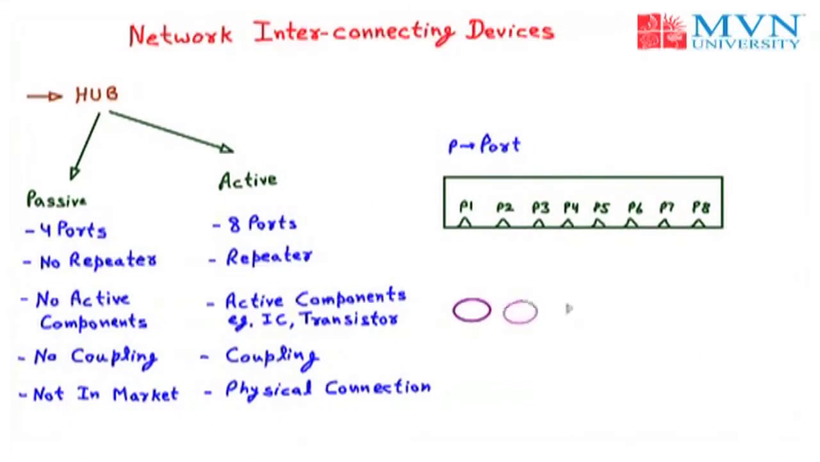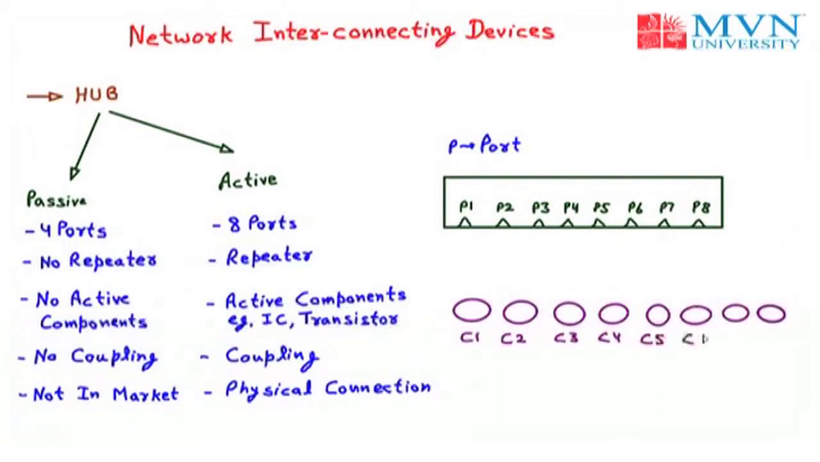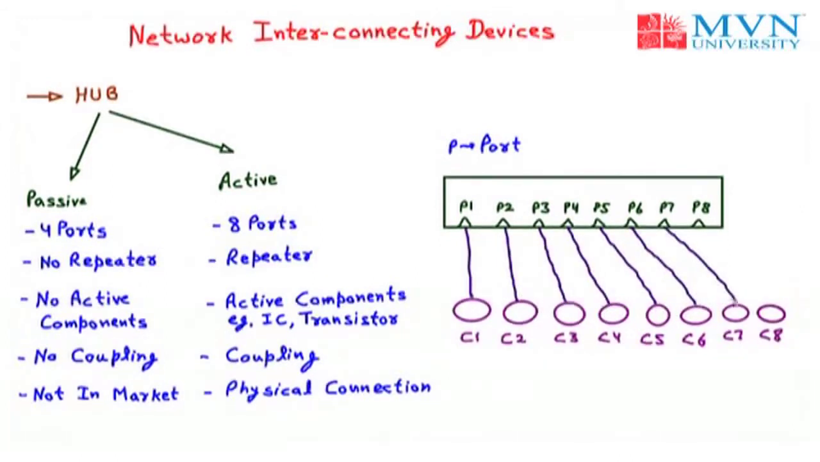So take the example of 8 computers, they are connected. We will give names to all the computers, that is C1, C2, C3, C4, C5, C6, C7, C8. All these computers are connected with the ports with Ethernet cable correspondingly. Now all the computers and ports are connected with each other. But what is the meaning of physical connection? Physical connection means all ports are connected with each other with the same wire.